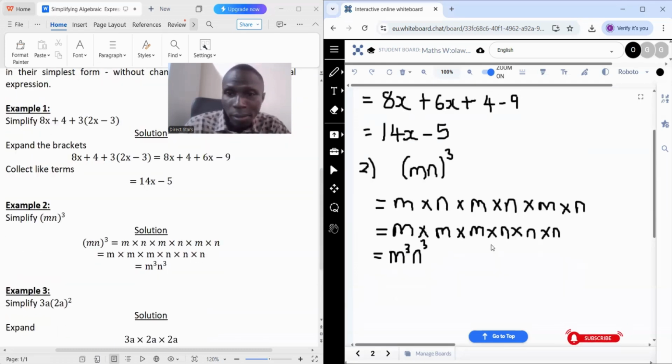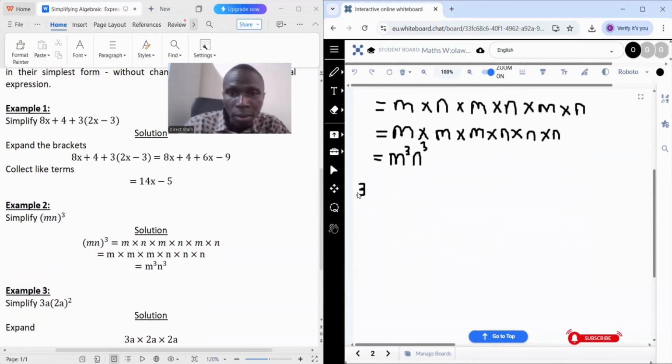So to the last example, here we are asked to simplify 3a into bracket 2a raised to power 2. So just like what we did in example 2, the 2a that we have in the bracket is being affected by the power, which is 2 that we have outside the bracket. So we can still have this to be 3a times 2a times 2a.